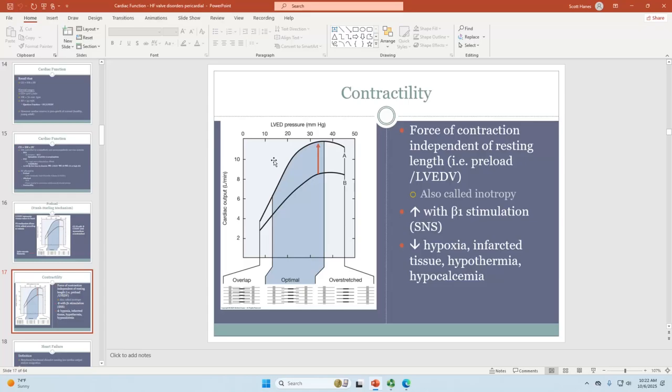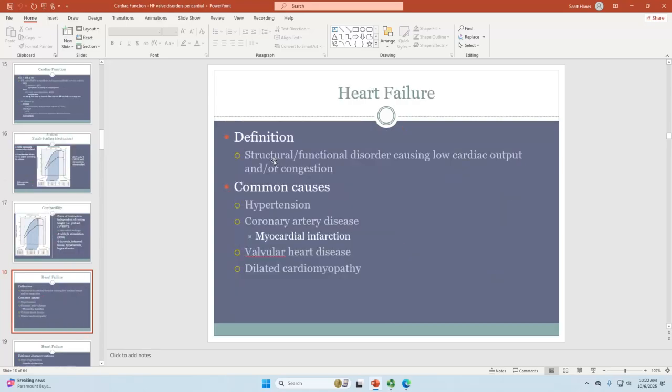So we can increase this, for example, if we get beta-1 stimulation. We said beta-1 stimulation would not only increase the heart rate, but it will increase the force of contraction. So epinephrine is really good. That would move up with epinephrine, for example. But things like hypoxia, infarcted tissue, hypothermia, hypocalcemia, for example, would decrease contractility and move from A to B in that same figure. Okay? So that's what we're talking about when we're talking about contractility. It's independent of preload, independent of left ventricular end diastolic volume. Okay?